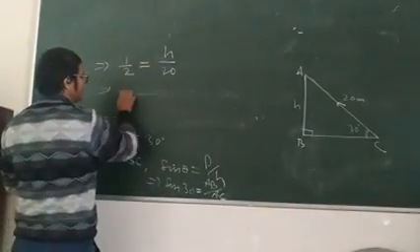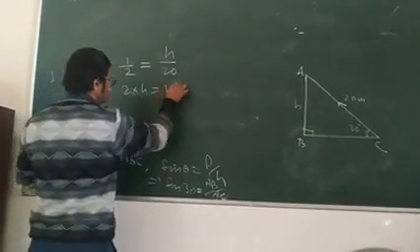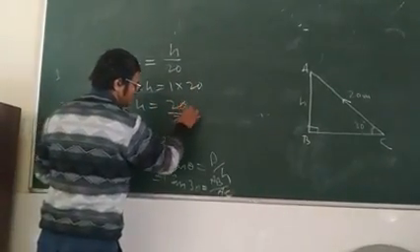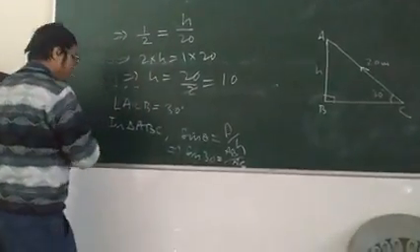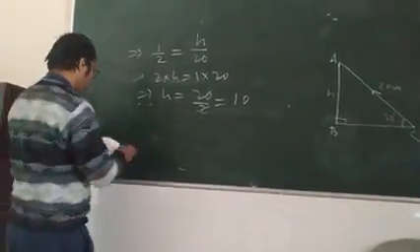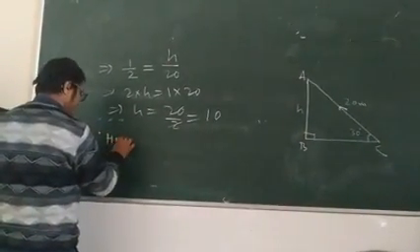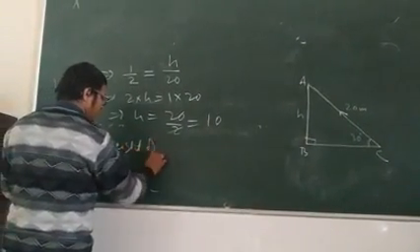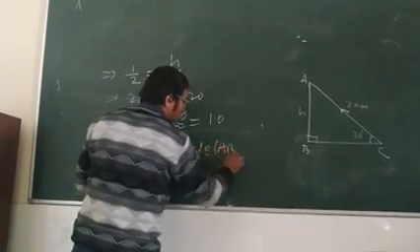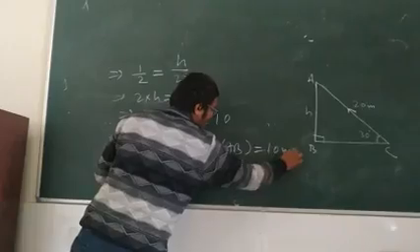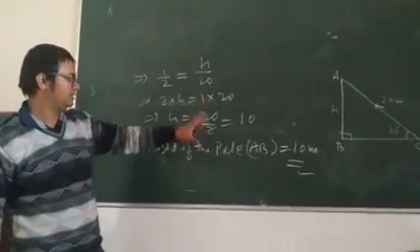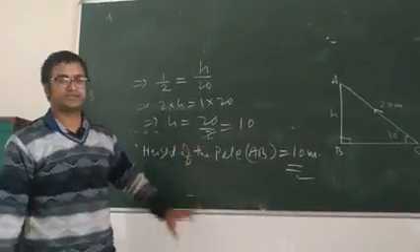So do cross multiplication. 2 into H equals 1 into 20. Therefore H equals 20 by 2. Cancel it, 10. Okay. Therefore at last you have to write, therefore the height of the pole AB is equal to 10 meter. Okay. So in this way you have to find the height of the pole by using this. Okay. Thank you.